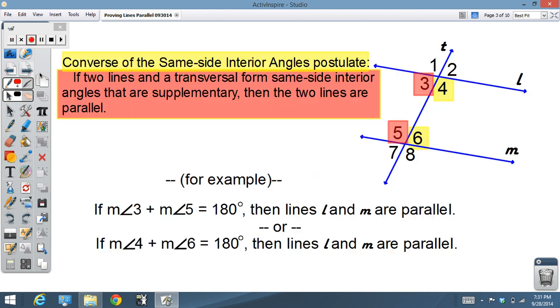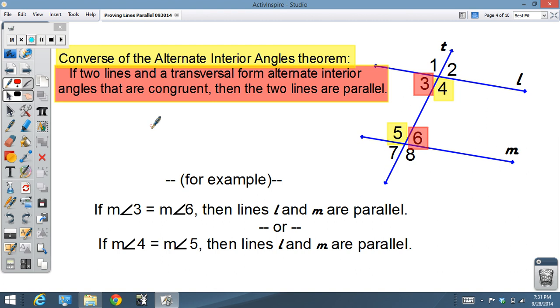So here are the four. The converse of the same-side interior angles postulate is that if two lines and a transversal form same-side interior angles that are supplementary, add up to 180, then the two lines must be parallel. So if 3 and 5 add up to 180, or if 4 and 6 add up to 180, then the two lines have to be parallel.